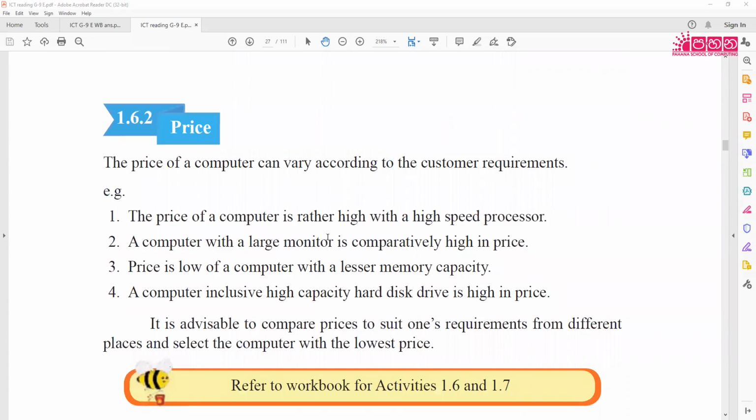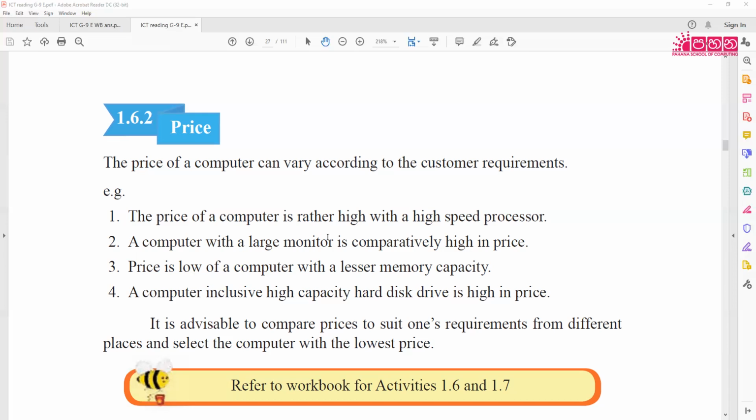Then the price. Price matters, isn't it? We have a budget. We can't purchase a very high-end computer. Remember last time when we looked at different computer configurations, some computers cost around 3 lakhs, 4 lakhs, and some are about 60,000 or 70,000. So we need to decide the price. One thing is affordability, whether you can afford the price of the computer. The price of the computer is basically based on customer requirement, so the customer needs to decide the price.